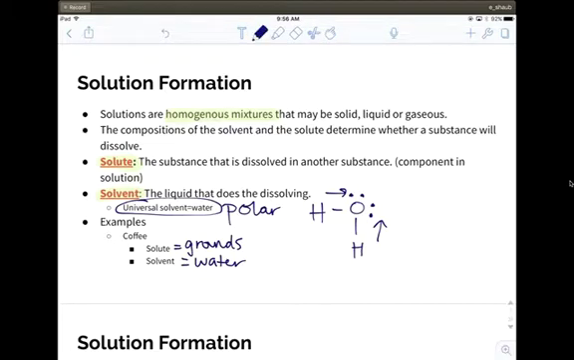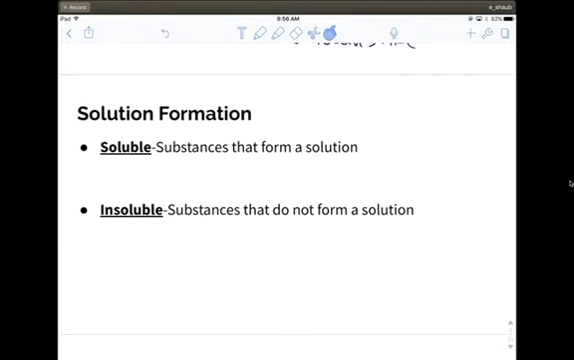Polarity is an issue here, so the whole idea that like dissolves like is important. So polar solvents are going to dissolve polar solutes, and you could also have nonpolar solutes and nonpolar solvents mixing. So again, this is why oil and water don't mix. So when we have solution formation, we can either have substances that form a solution, we call those soluble, or we can have substances that do not form a solution, which we term insoluble.